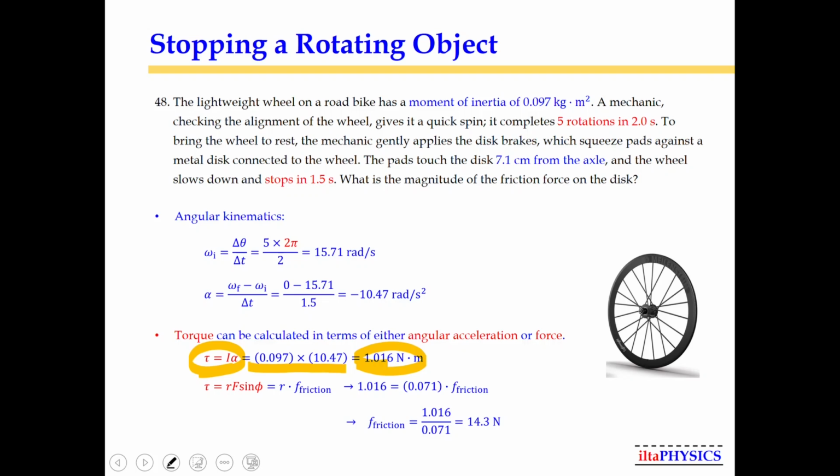Also, torque can be calculated as the product of the distance from the rotation axis and the applied force, and in this case, the applied force is the frictional force between the brake pad and the rotating disc. Therefore, using the torque formula, the frictional force is calculated to be 14.3 Newton.